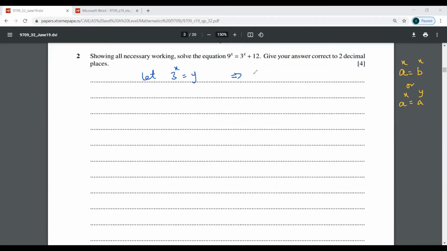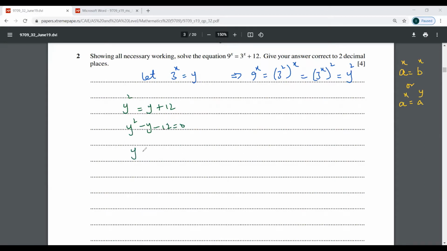Then this would imply that 9 raised to power x, which is basically 3 squared raised to power x, can also be written as 3 raised to power x, and then there's a square on it. So this 9 raised to power x can be replaced with y squared. So this equation now becomes y squared equal to y plus 12, so y squared minus y minus 12 equals 0.